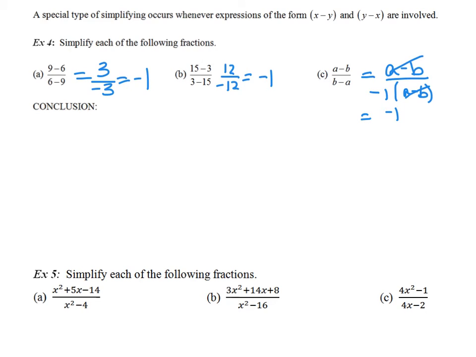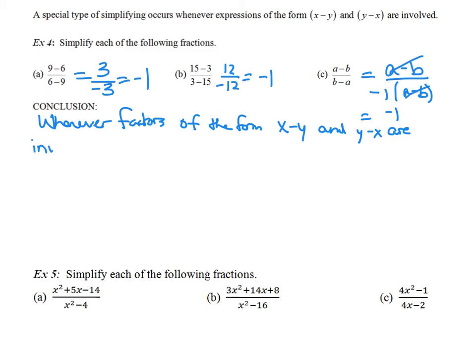So in conclusion, what we can say is that whenever factors of the form x minus y and y minus x are involved, we can cancel and are left with negative 1. We'll see some more examples of that in a few minutes.